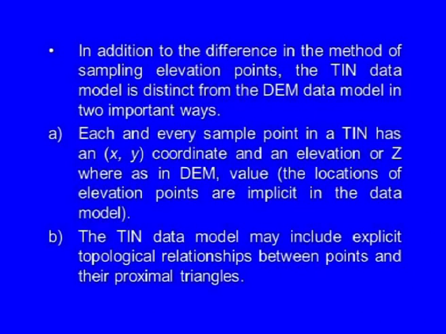In addition to the difference in the method of sampling elevation points, the TIN data model is distinct from the DEM model in two important ways. First, each and every sample point in a TIN has an x and y coordinate and an elevation z, whereas in a DEM, the location of the elevation points is implicit in the data model. The TIN data model may include explicit topological relationships between points and their proximal triangles.